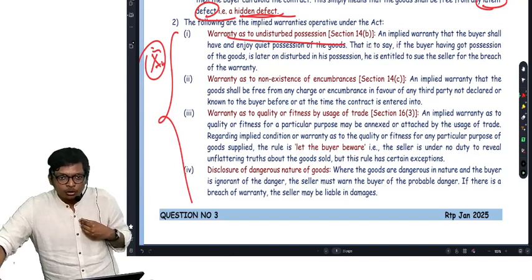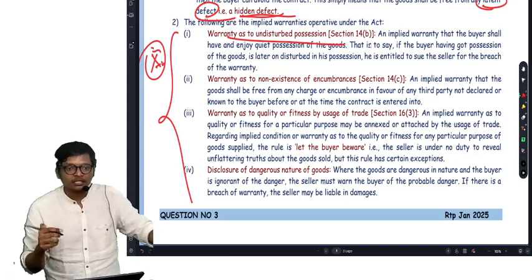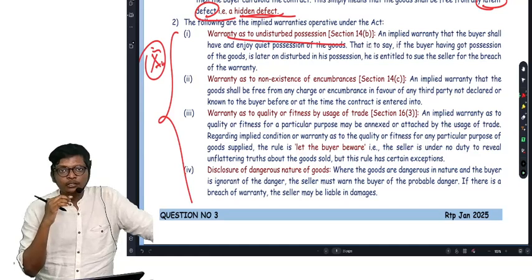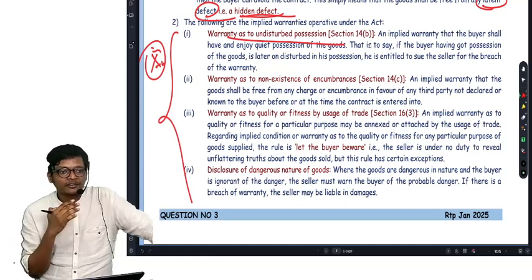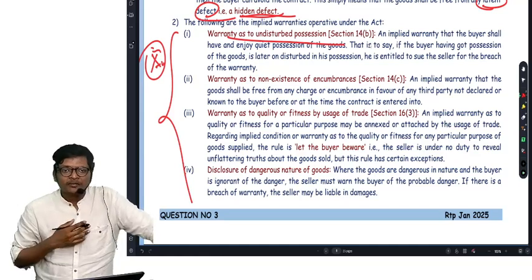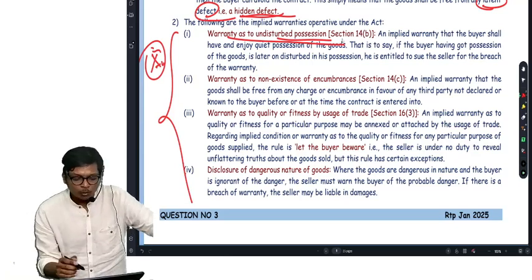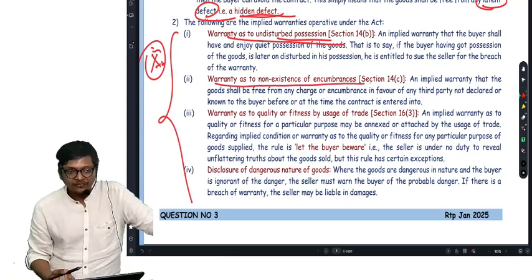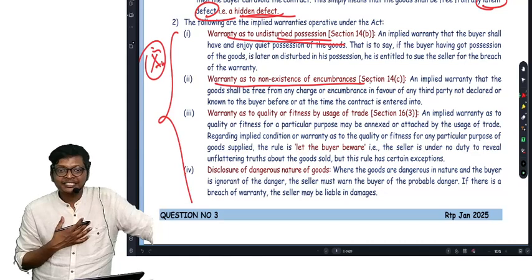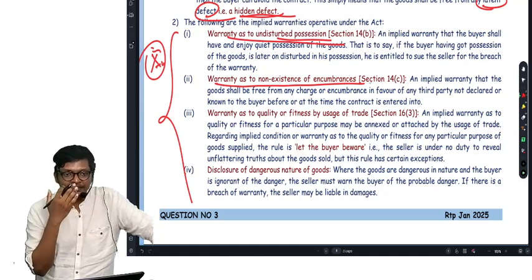Or you sold your bike to your friend. Now after selling, can you go disturb him? Hey, give the bike back, I'll use it for 1 week, 10 days. No. When I buy something, I have warranty as to undisturbed possession. Next, warranty as to non-existence of encumbrances. I purchased a new iPhone from a friend, a second-hand iPhone.